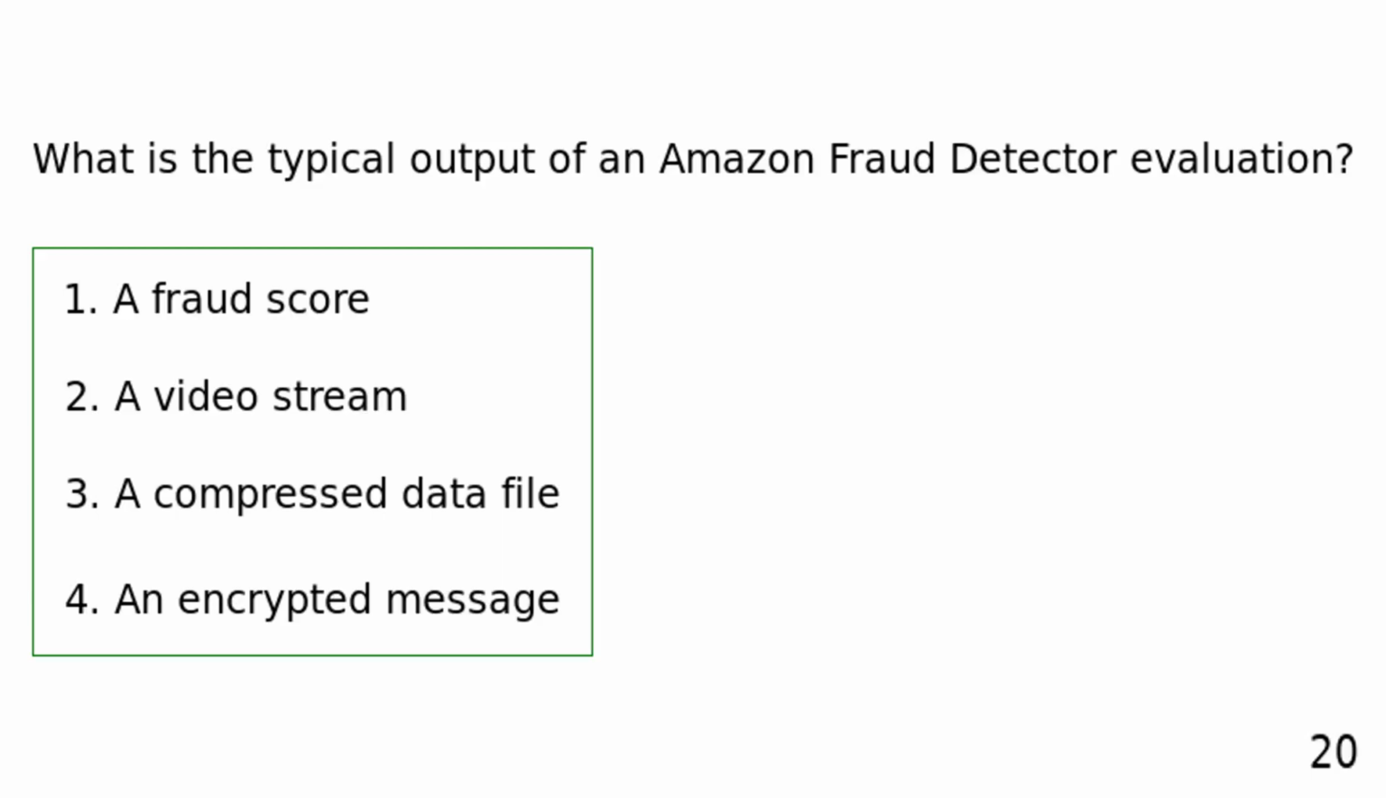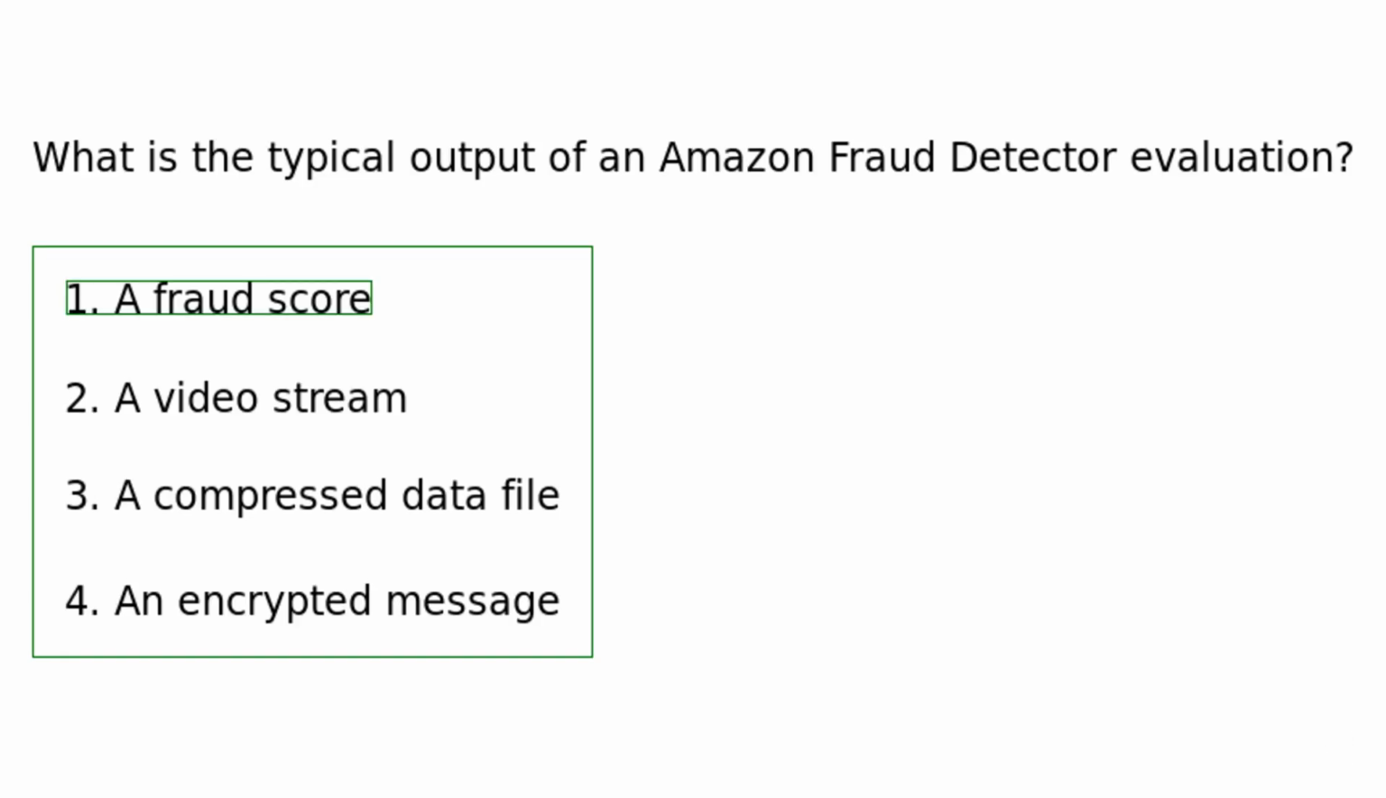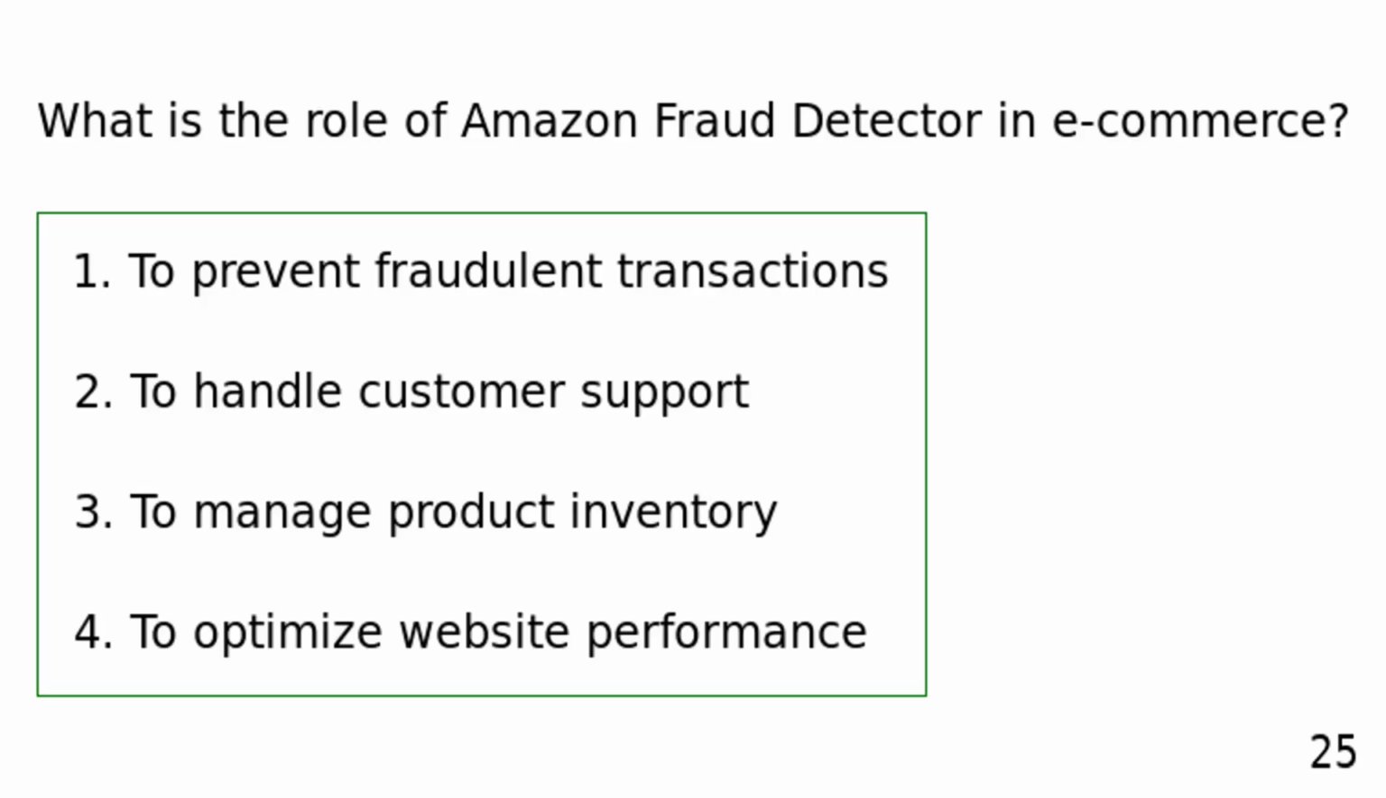A fraud score. A video stream. A compressed data file. An encrypted message. The typical output of an Amazon Fraud Detector evaluation is a fraud score indicating the likelihood of fraud. What is the role of Amazon Fraud Detector in e-commerce?